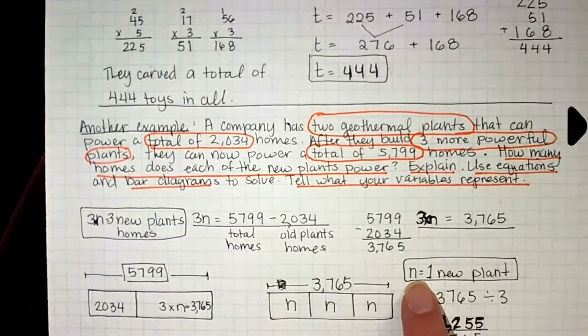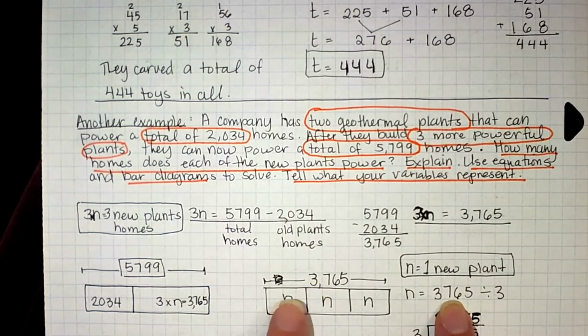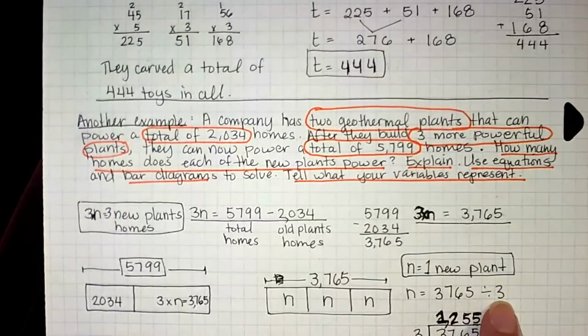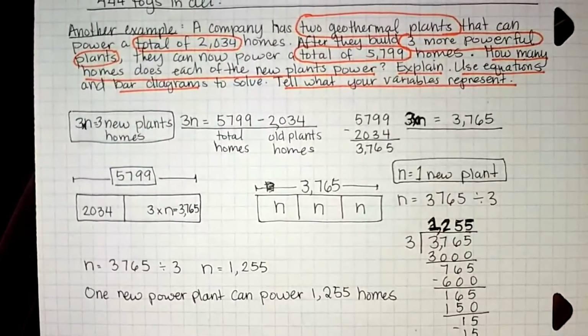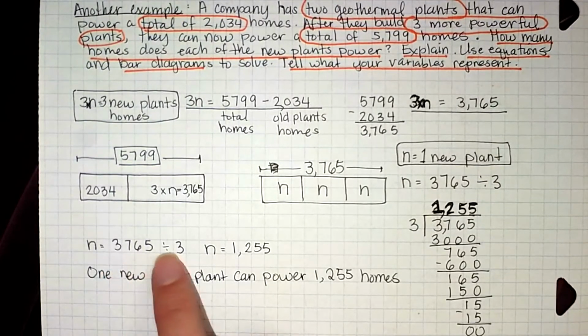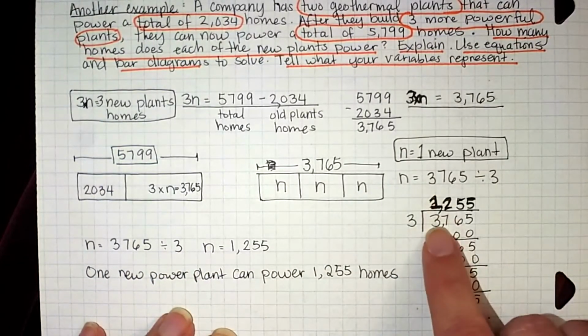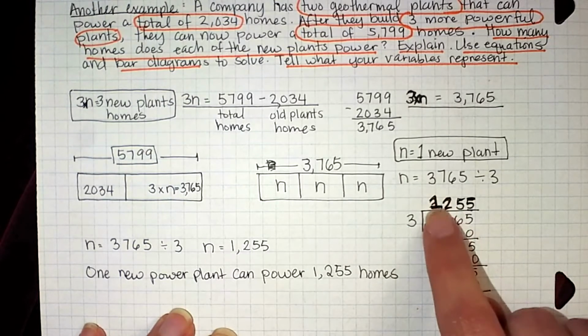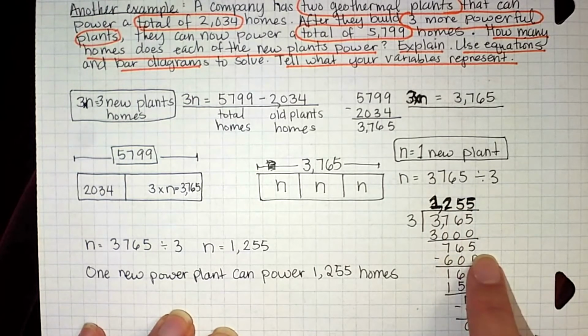So I'm going to use N. N is going to equal how many homes one new power plant powers. So N is going to be equal to my 3,765 divided between the three power plants. Now I can do this using long division, or I can write an equation. I'm going to do both. So N is going to equal 3,765 divided by 3. Now, if I do long division, there's 3,000s that go into 3,765. So I put my 1 over here in the thousands place, and I subtract off 3,000. Now I'm left with 765.